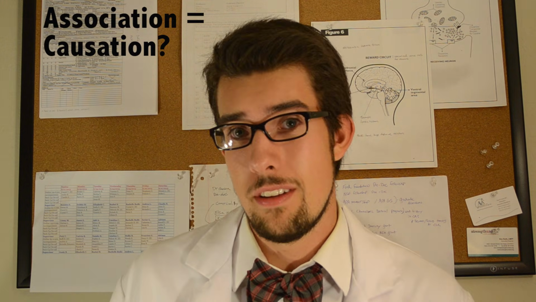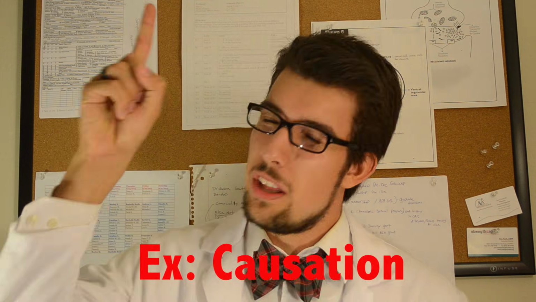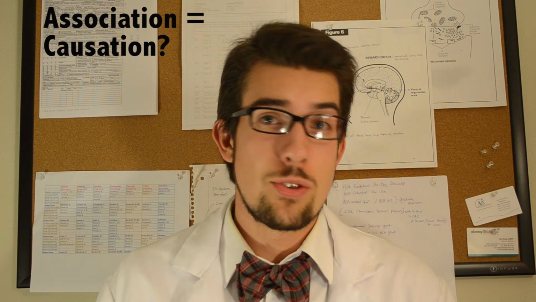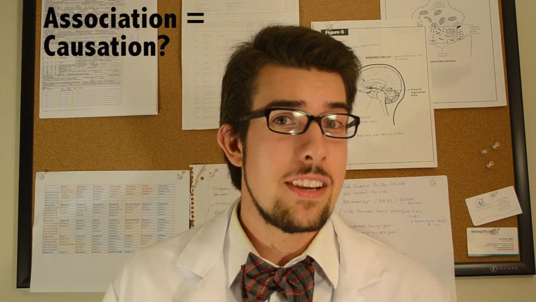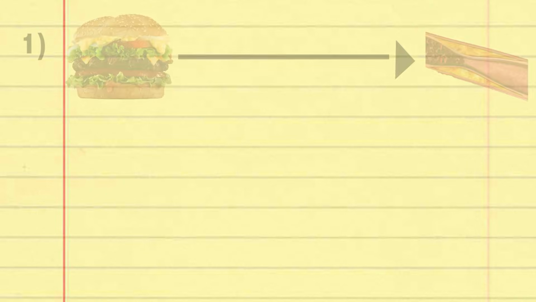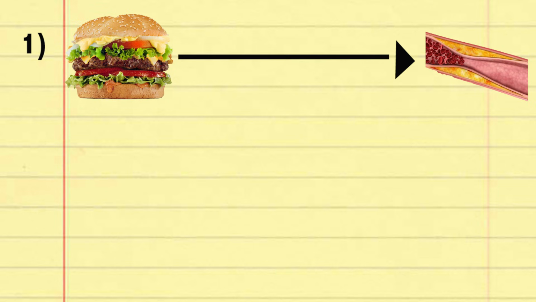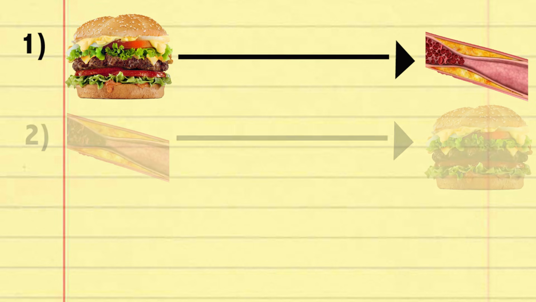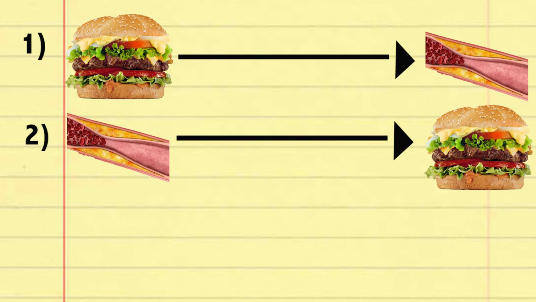Now, the thing that stumps a lot of people is they believe that association proves causation. If I keep eating hamburgers, I will get high cholesterol. But no matter how strong the relationship is, association does not prove causation. See, causation is the idea that A causes B, or if A occurs, then B will occur. It could be that eating lots of hamburgers will increase an individual's cholesterol. Or it could be that an individual who has high cholesterol already eats lots of hamburgers. See how the two are flipped?